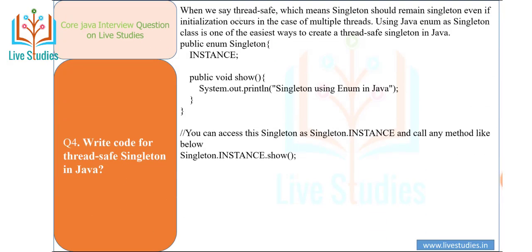Another question is, write code for a thread-safe singleton class. It's very simple and very useful. When we say thread safe, it means the singleton should remain a singleton even if initialization occurs in the case of multiple threads. Using a Java enum as a singleton class is one of the easiest ways to create a thread-safe singleton in Java. Suppose you create a public enum class, with an instance.